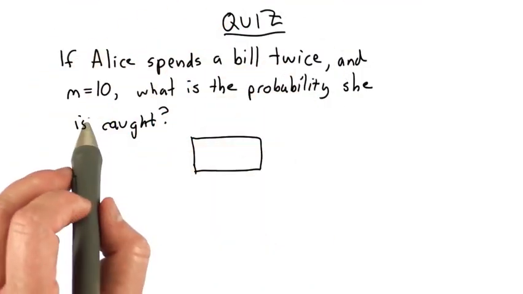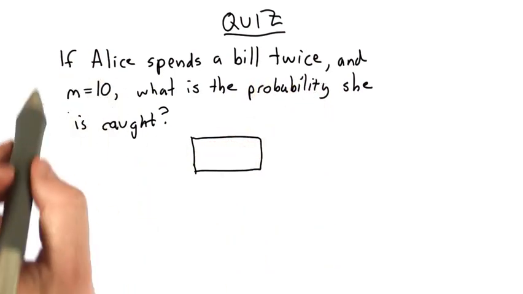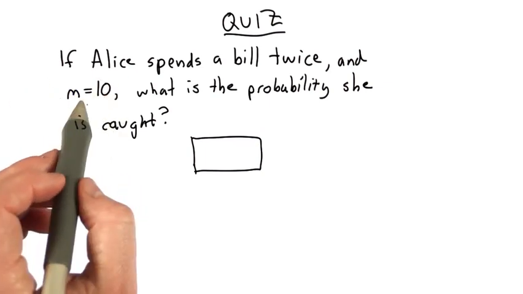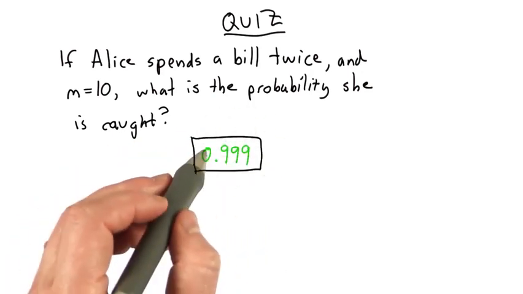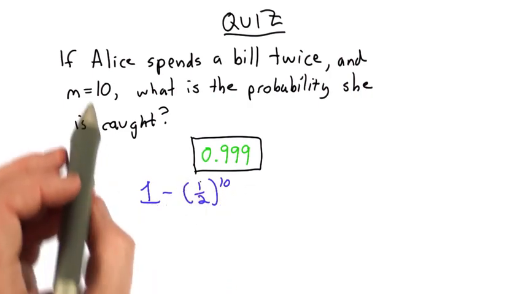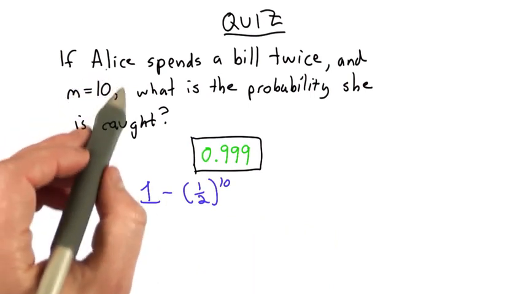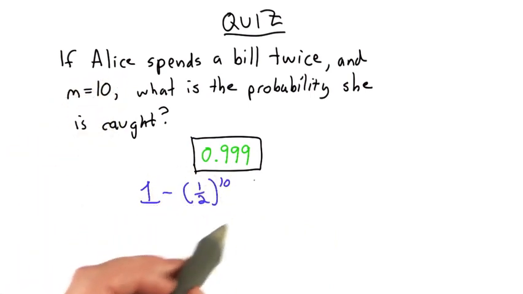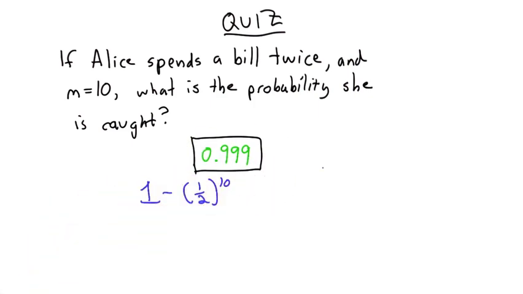So to see that you understand all this, the question is, if Alice spends a bill twice, and m, the number of identities included in the bill, is 10, what's the probability that she gets caught? So that probability is greater than 0.999. And the reason for that is the only way she wouldn't be caught is if the two people she spends the bill with pick exactly the same challenge. The challenge is 10 bits long. So the probability that would happen is 1/2 to the 10th, 1 in 1,024. And 1 minus that is greater than 0.999. So that's pretty high. If that's not good enough, we could increase m.